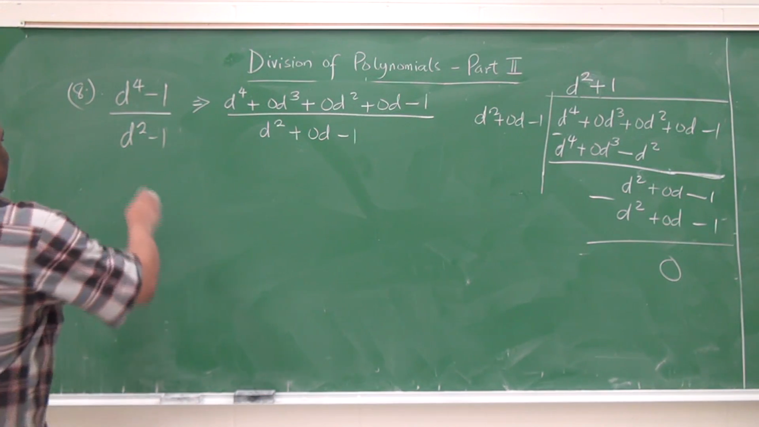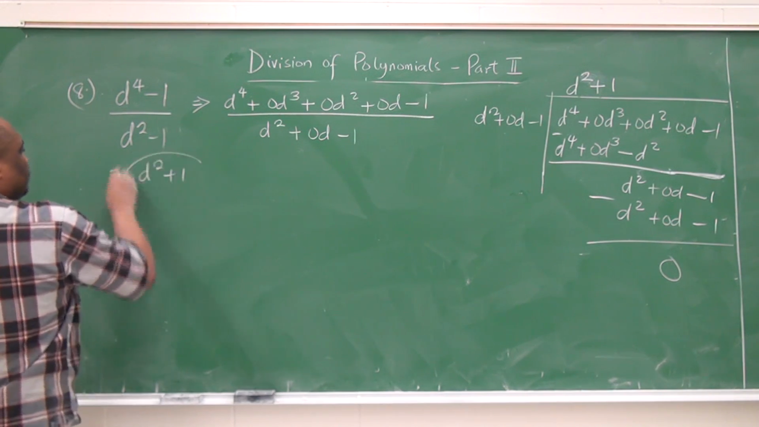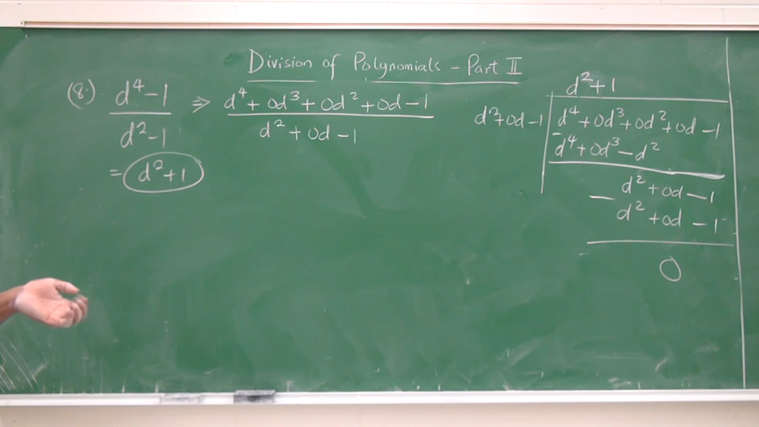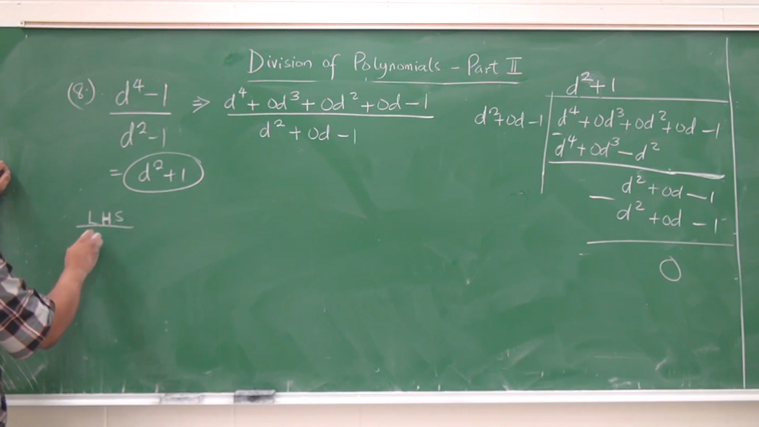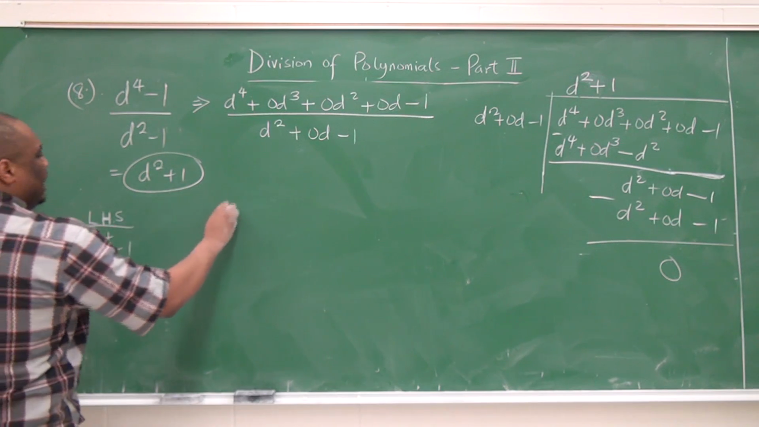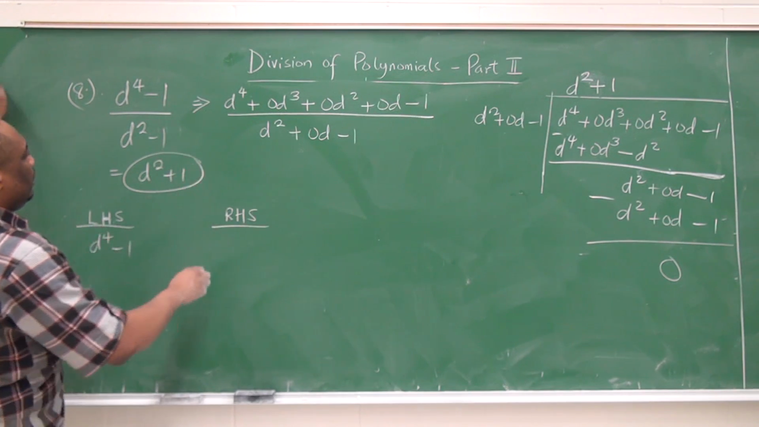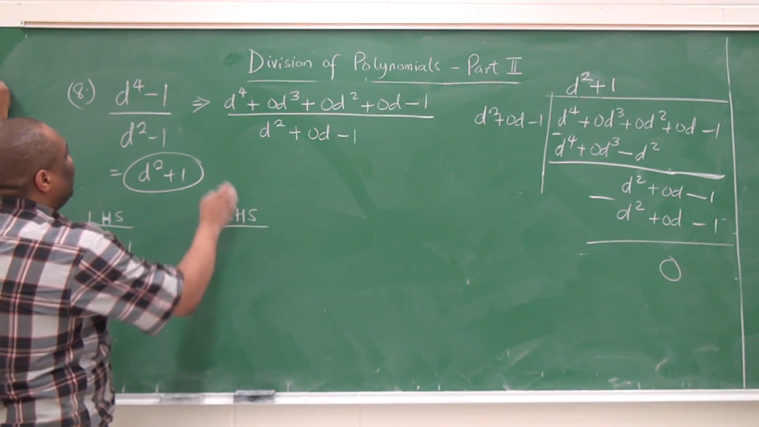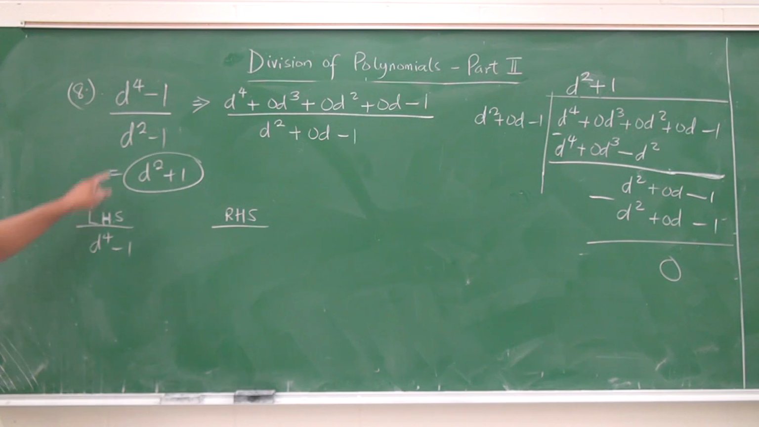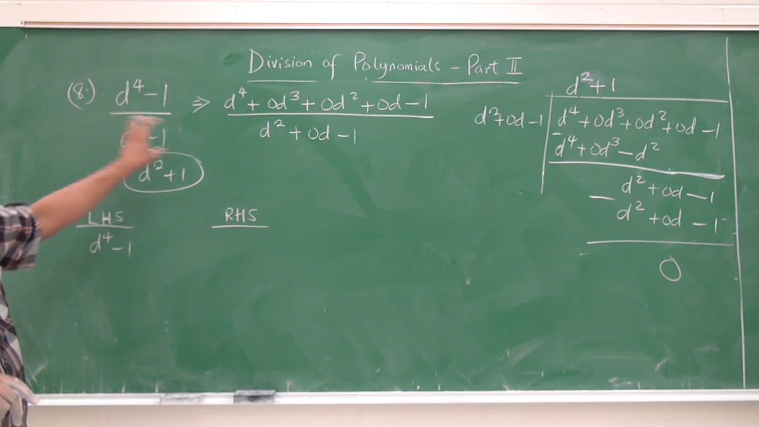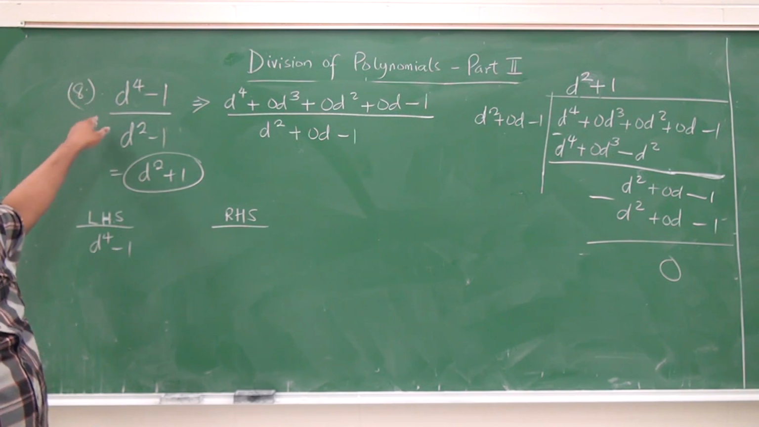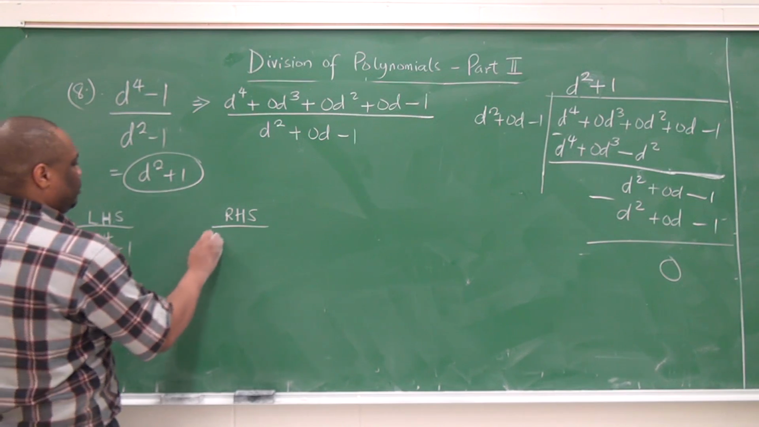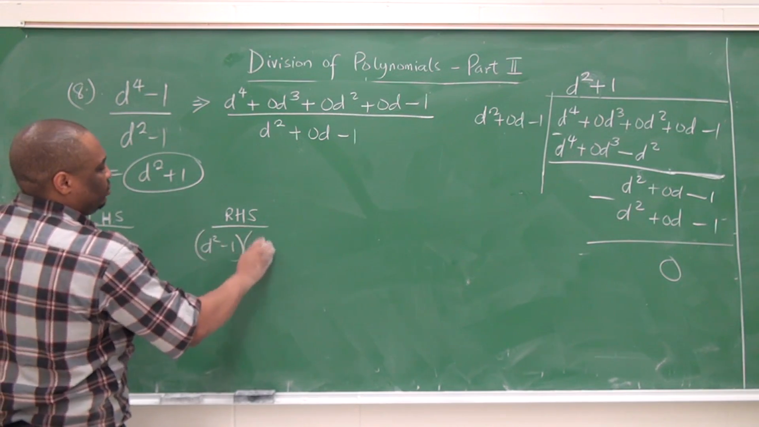So what's going to be our answer? Our answer is D squared plus 1. Do we stop here? No. Let us check. So we have our left hand side, which is D4 minus 1. And then our right hand side is the divisor times the quotient. Now, you know what I've been telling you, when you're checking, check from the main equation. Don't check from the modified equation. So we're not going to use this. We check from the main equation. So this is D squared minus 1 times D squared plus 1.